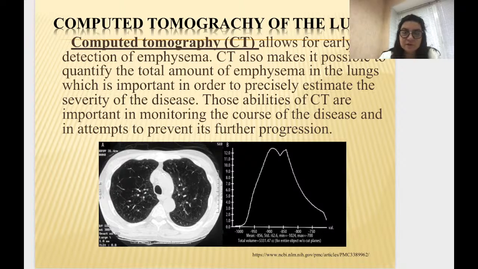Computed tomography of the lungs, additionally, in some cases, can be used for visualization of the lungs. It allows for early detection of emphysema. CT also makes it possible to quantify the total amount of emphysema in the lungs, which is important in order to precisely estimate the severity of the disease. You understand that this is most important in emphysema patients. These abilities of CT are important in monitoring the course of the disease and in attempts to prevent its further progression.